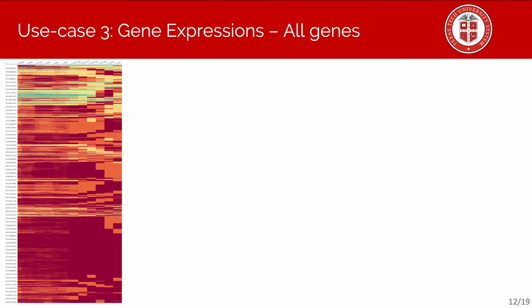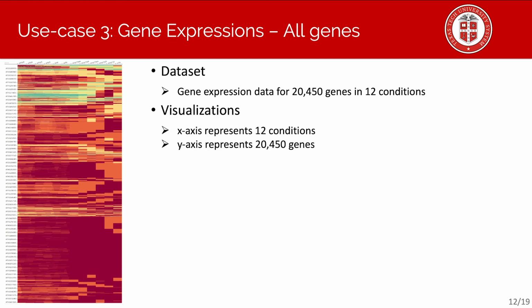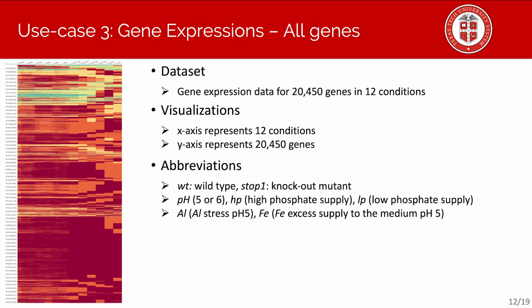We also apply it to gene expression data. The dataset consists of 20,000 genes in 12 conditions. Six of them are control conditions and another 6 are treatment conditions. The x-axis represents the 12 conditions, while the y-axis represents 20,000 genes. The abbreviations used in this case are listed here.